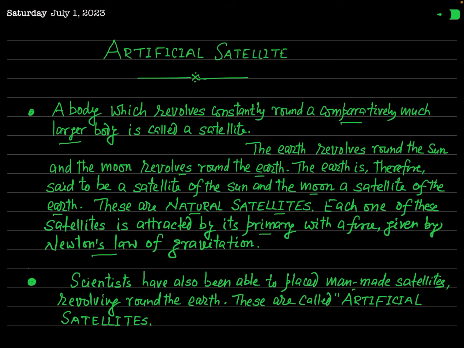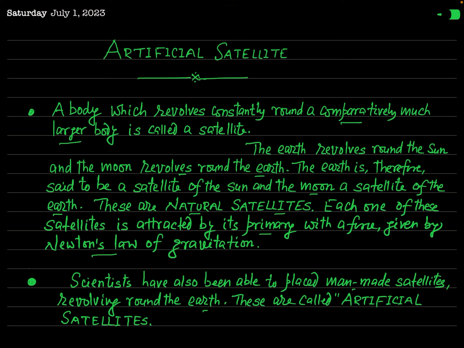So when you think about an object which is man-made and set up in a particular stable orbit, and that object revolves around the Earth or the Sun, that is called an artificial satellite. In one sentence you can say that man-made satellites are called artificial satellites. Scientists have also been able to place man-made satellites revolving around the Earth and the Sun, and these are called artificial satellites.